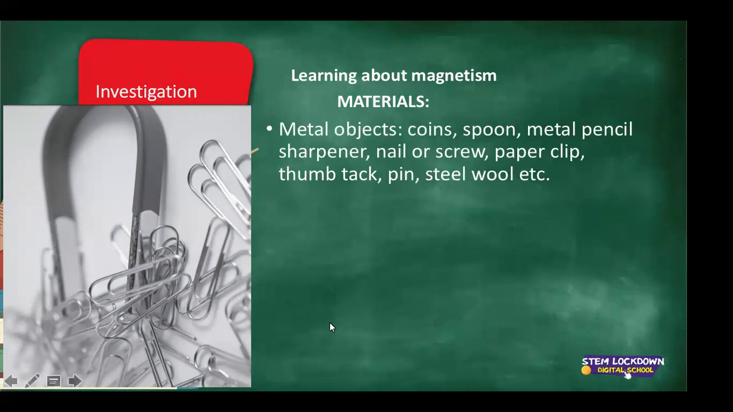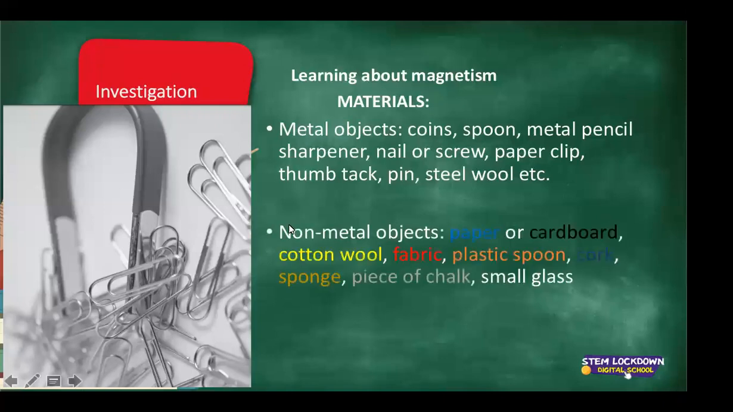We are going to need objects such as a coin, a spoon, a metallic pencil, a sharpener, a nail or a screw, a paper clip, a thumbtack, a pin, and steel wool as well. So we are going to need many objects which are made out of metal. Then we are also going to need the following non-metal objects: paper, a small glass, fabric, a piece of chalk, cotton wool, and a sponge.